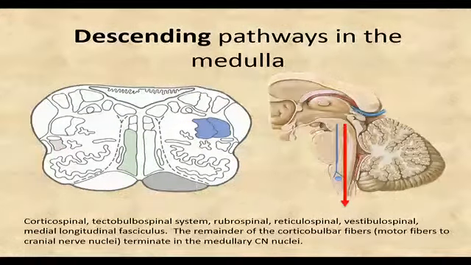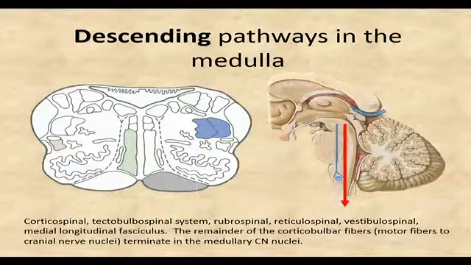The corticobulbar fibers are motor fibers to cranial nerve nuclei in the brainstem, and the last ones have to terminate in the medulla because the brainstem's done, and the cranial nerves are done. So the very, very last corticobulbar fibers are going to terminate in the medulla. So there are descending fibers that pass through, and there are descending fibers that synapse as well.